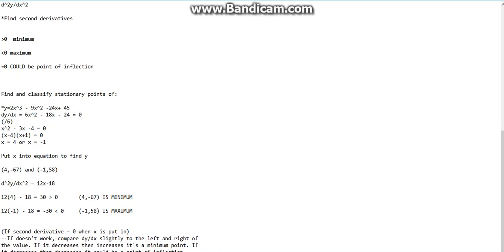And if you put a value of x in the second derivative and it equals 0, that means it doesn't work, right? You need to try something else. So what you do is you find the derivative slightly to the left and right of the value that you have, and it could be a point of inflection, maybe. If it decreases and decreases again, it's a point of inflection, but if it decreases and increases, it's a minimum point because the line's going down and then up.